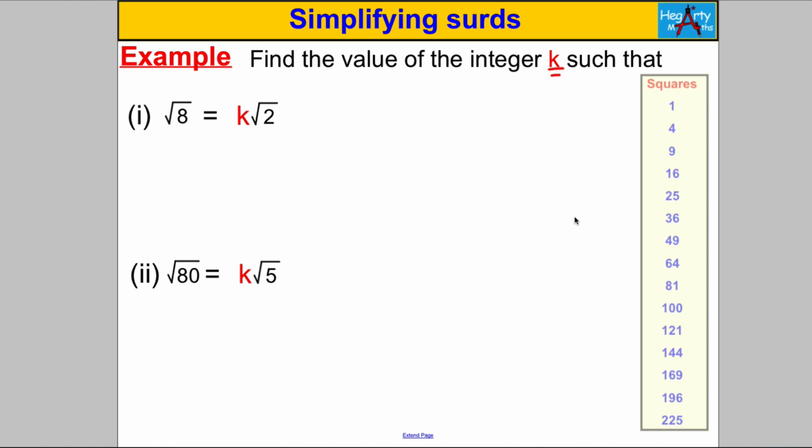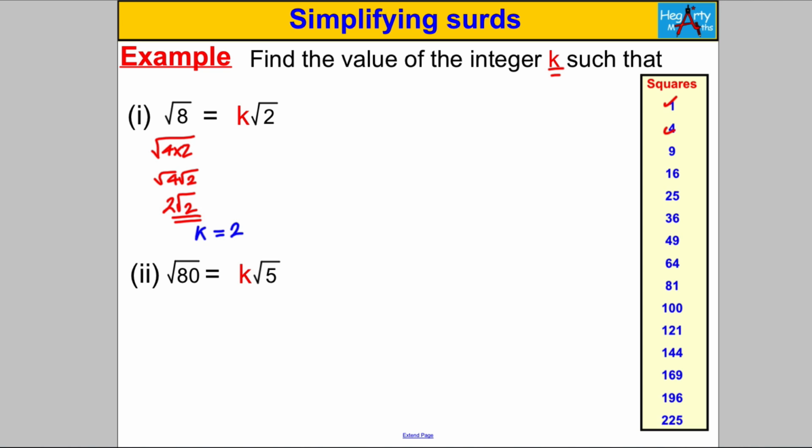So let's get our squares up and let's think to ourselves, can I think of the biggest square that goes into 8? 1 does, 4 does, and then 9 etc. is too big. So let's pick 4. Let's write root 8 as follows. We're going to write root 8 therefore as root 4 times 2, which is going to be root 4 multiplied by root 2, breaking up the square root, which is 2 root 2. So we were asked to write it in that form. We did, and we found that k in our case was 2.